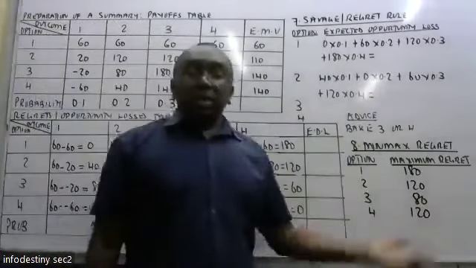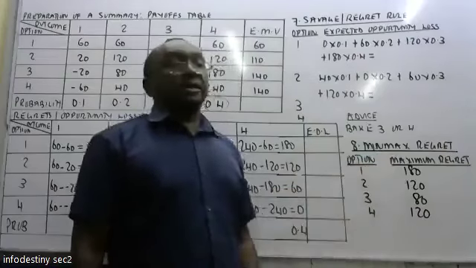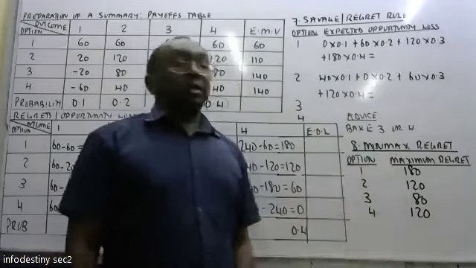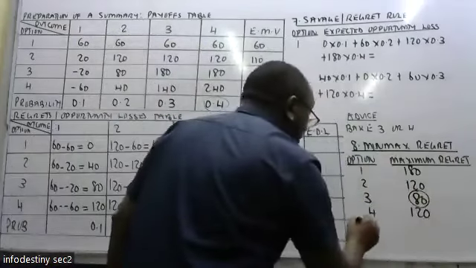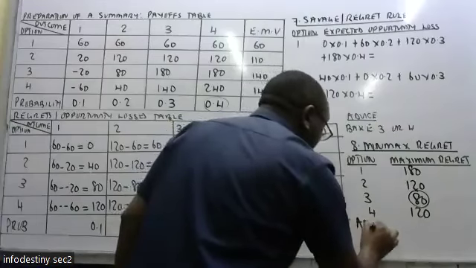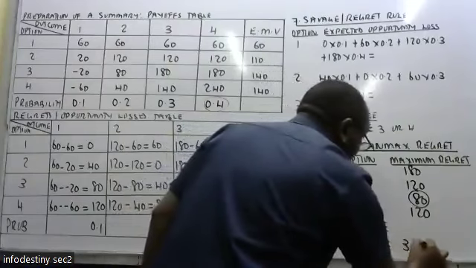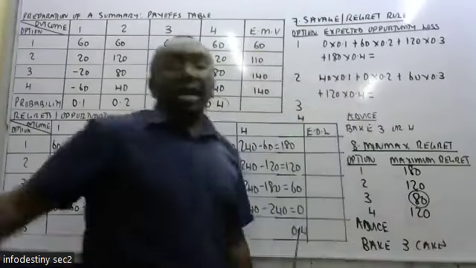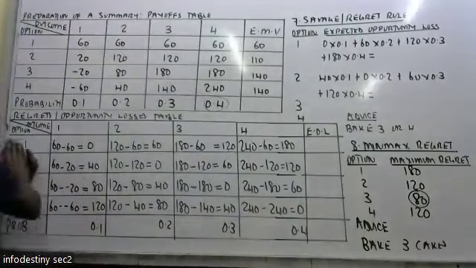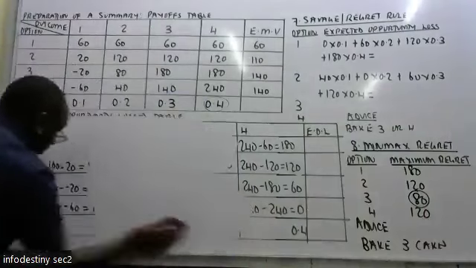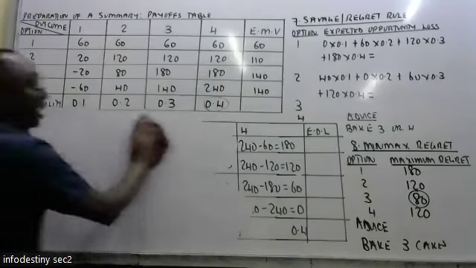So this rule, as we explained the others, says select the minimum of the maximum regrets. So the minimum of these ones is which one? 80. So you will advise that they bake 3 cakes.